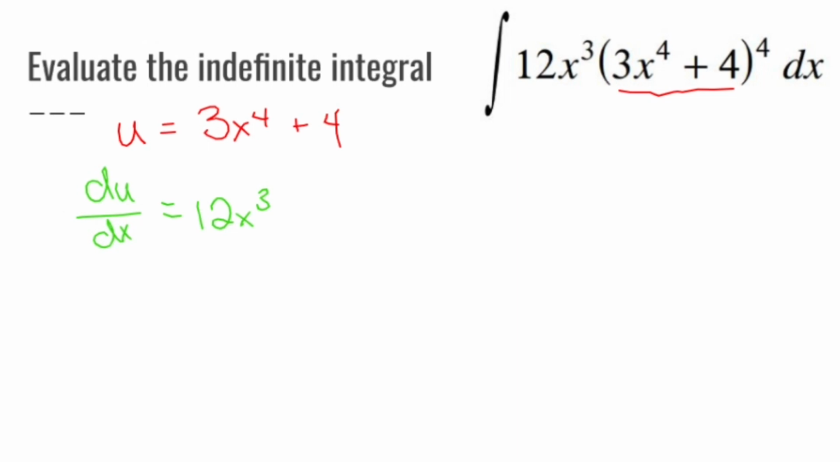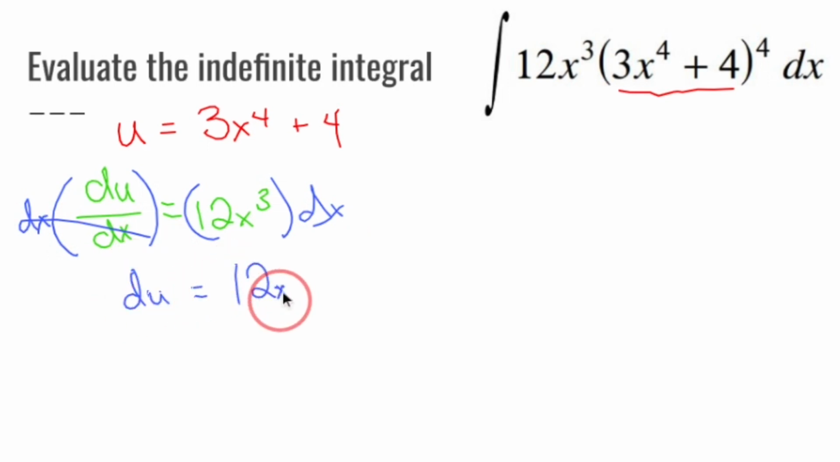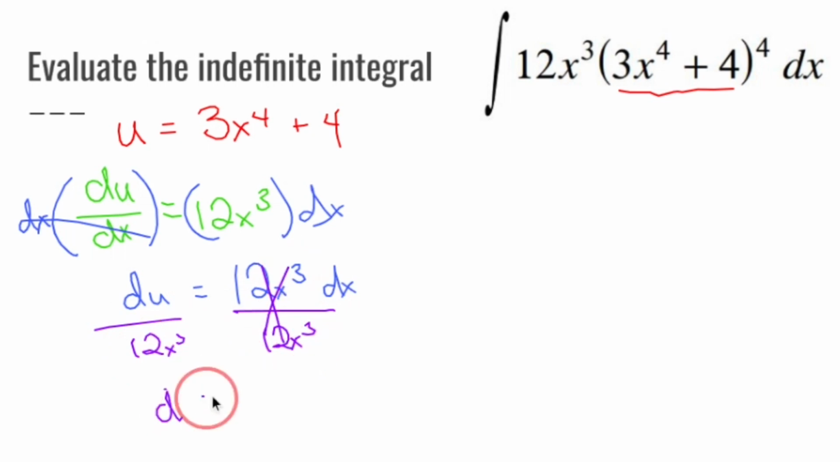The way I solve for dx is I multiply both sides by dx, and as you do more of these, this process will go a whole lot faster. But if I multiply both sides by dx, I have du equals 12x to the third dx. dx isn't all by itself yet. I'm going to divide both sides by 12x to the third. And now I have dx equals du over 12x to the third.